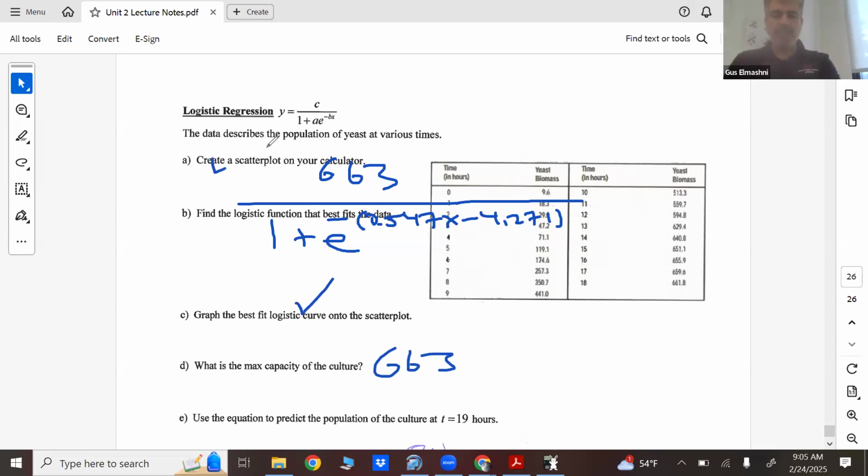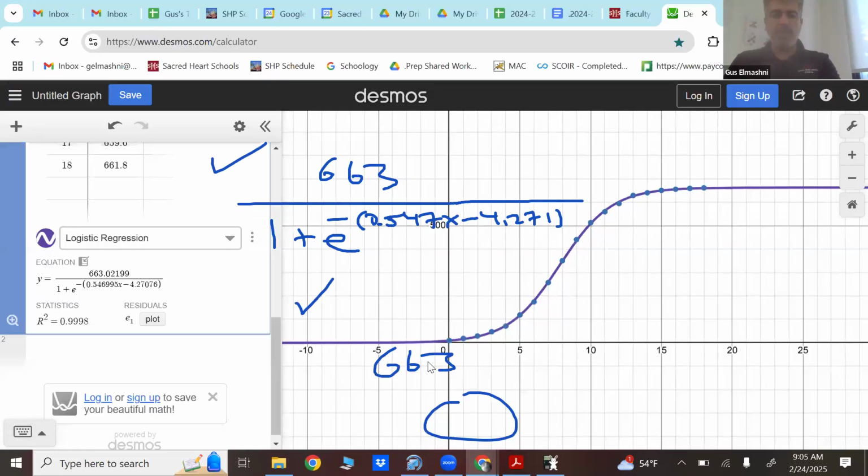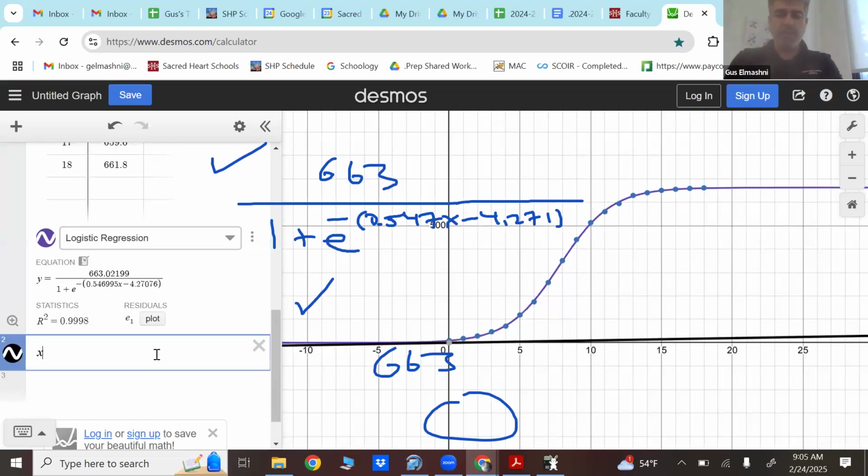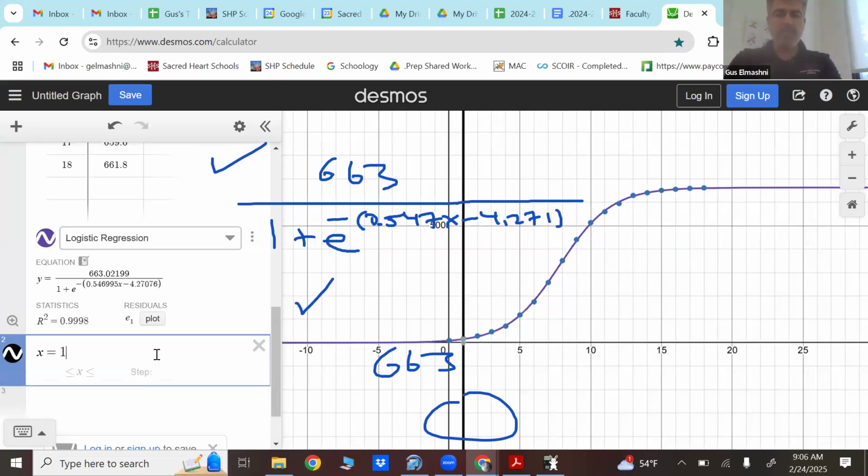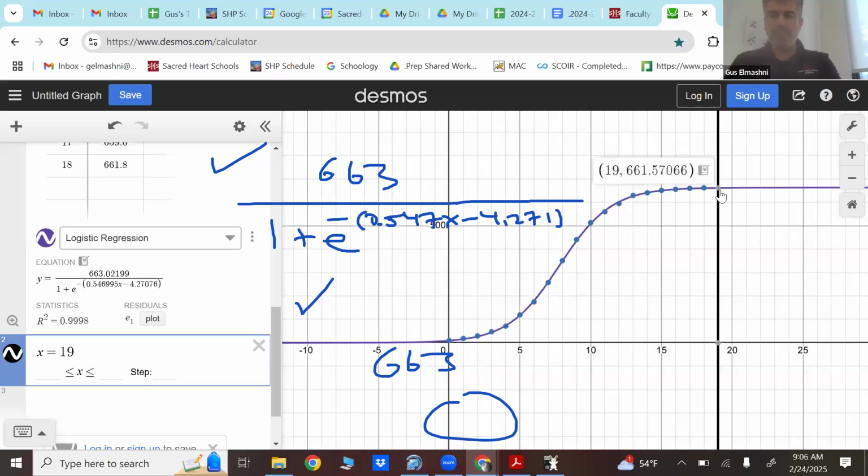I definitely graphed it, definitely created a scatter plot. And the user predicts at 19 hours. So I could go back to the graph. If I plug in x equals 19, it's about 661.57. You click the top left corner, and if you start off a linear regression, you go to the pull down menu and you can change any regression value. So yeah, it's pretty nice, pretty lovely, right? It's really nice. So 661.571.